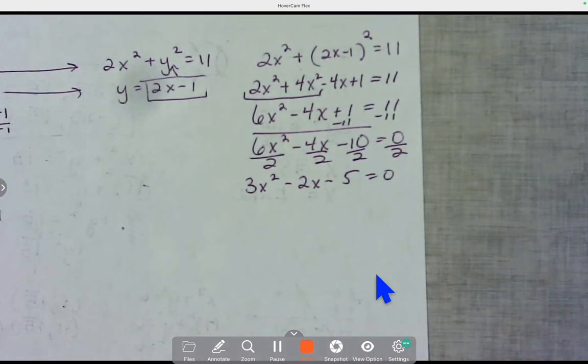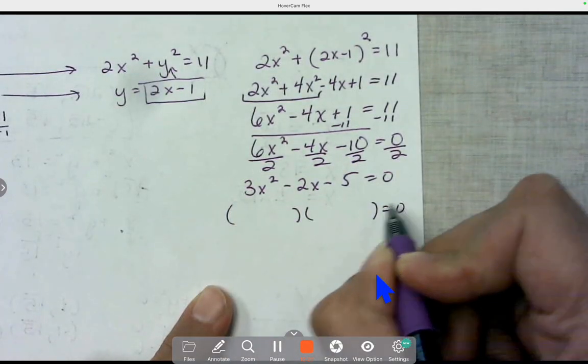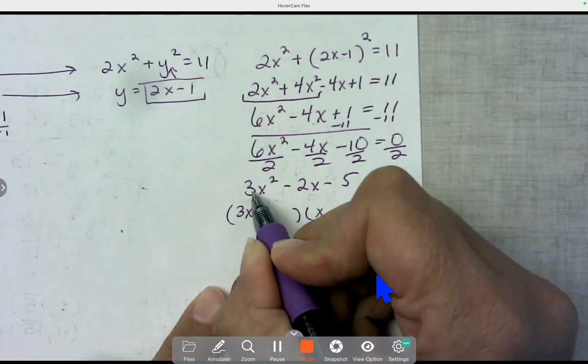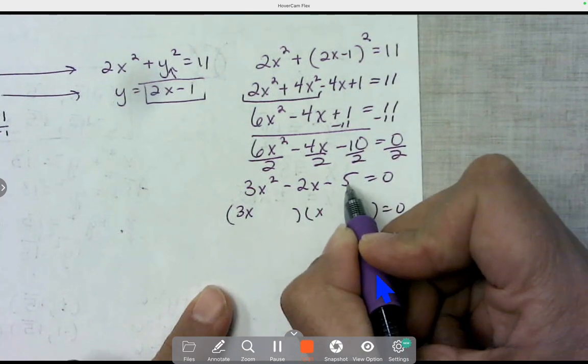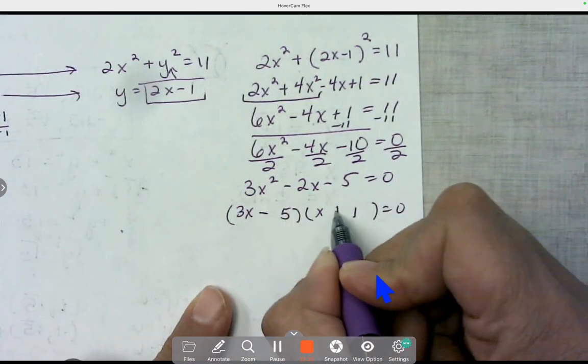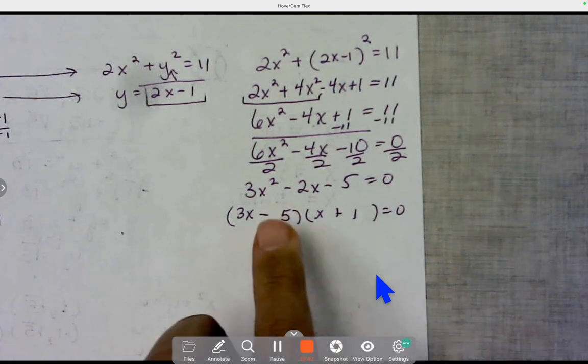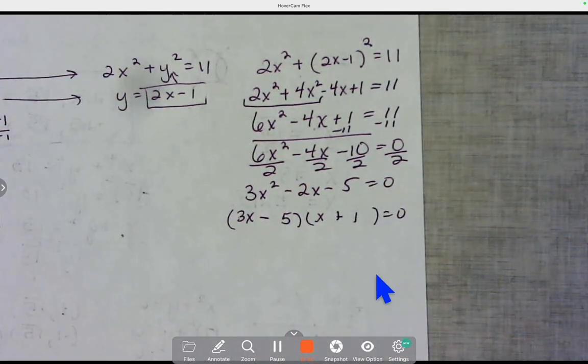Now we're going to factor. You could do the A times C method, but I'm going to go ahead and save time. I'm going to factor using guess and check, because 3x times x gives you 3x squared. For 5, it's only 5 and 1. Negative 5x plus 3x is negative 2x. Now go ahead and set both of those equal to 0 and solve, and you get your 2 x's.